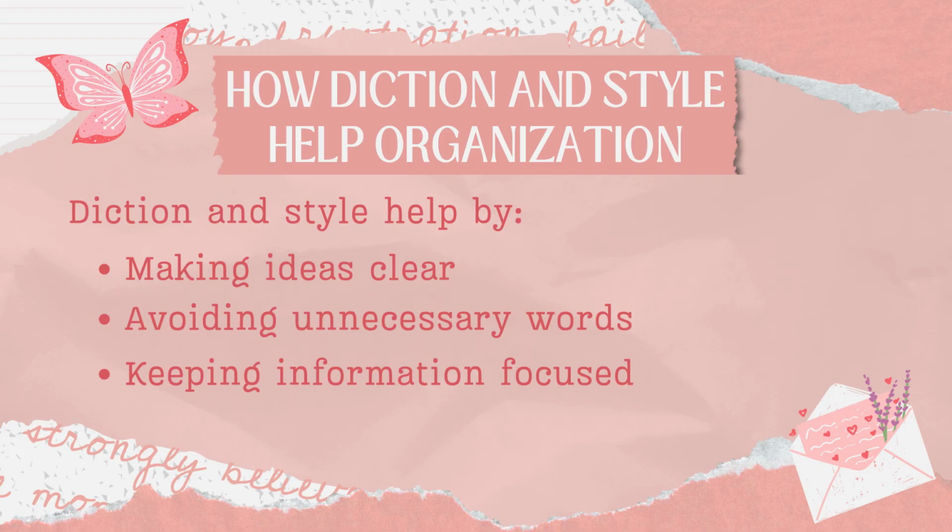Next is how diction and style help organization. When writers choose the right words and style, ideas become easier to follow. Clear diction and proper style help readers understand information quickly and correctly. Again, when the writers choose the right words and style, the ideas become easy to understand and follow.